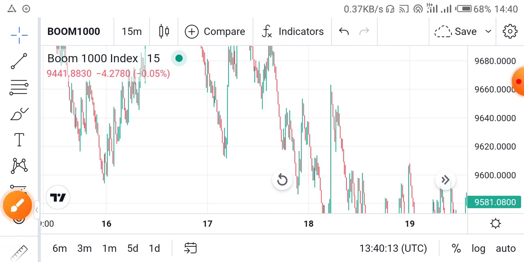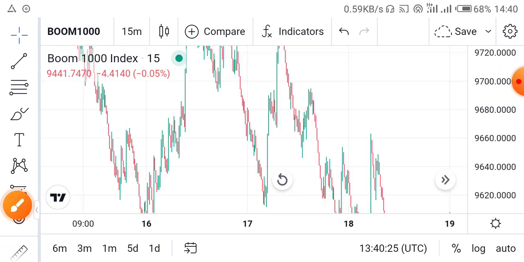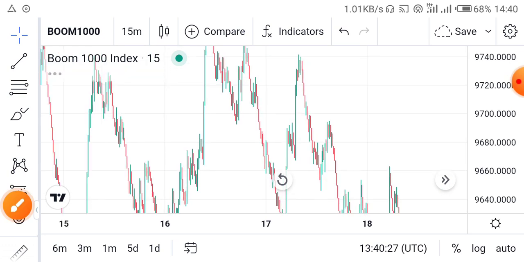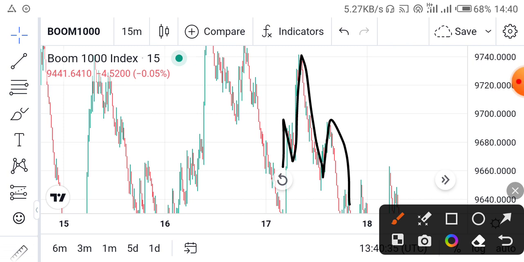I don't want to call this a double top. No, although it will work. This looks like a double top here. Okay, this is a head and shoulders pattern, which we will talk about later. It has a left shoulder, right shoulder, and head. A head and shoulders pattern right there.